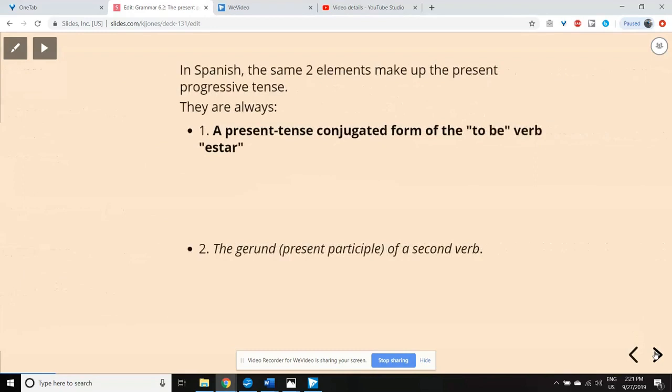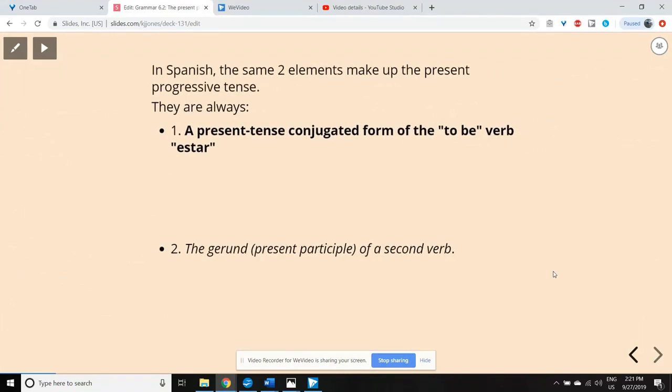All right. In Spanish, the same two elements make up the present progressive tense. They're always, first, a present tense conjugated form of the to-be verb estar. A few things about estar. Please remember that the yo form of estar in the present tense is estoy. This is an irregular verb.